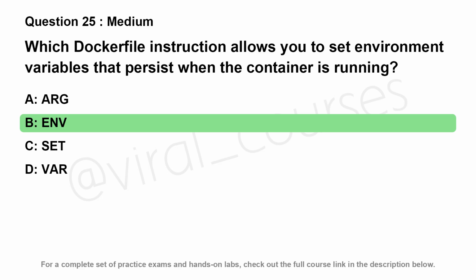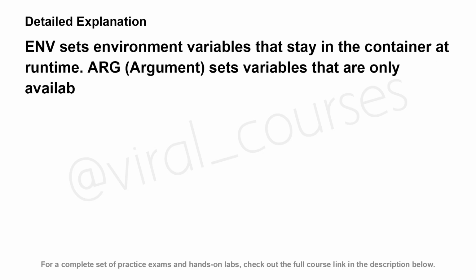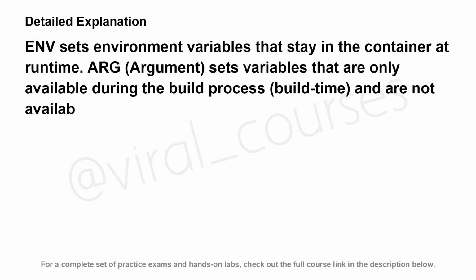The correct answer is B. ENV sets environment variables that stay in the container at runtime. ARG (argument) sets variables that are only available during the build process, build time, and are not available once the container is running.